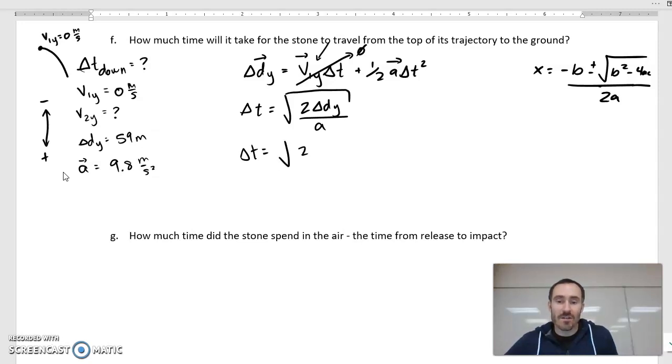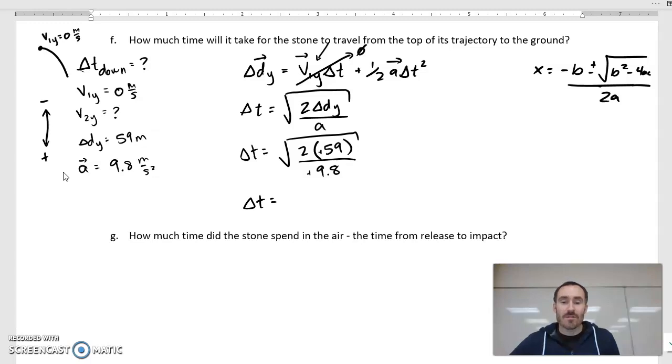So that gives me 2 times 59 divided by 9.8. Now remember that we've named down positive right now, so both the 9.8 and the 59 are positive. But if we had made down negative, then we would have had to make sure that the 59 and the 9.8 were both negative, right? Otherwise you can't even square root that. It's not going to work. So the time is equal to 3.5 seconds.